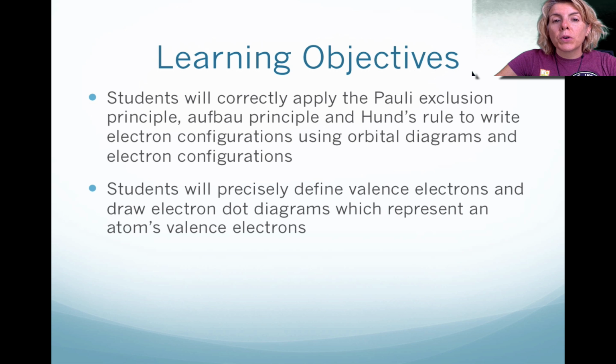So in this video, we're going to talk about applying the Pauli exclusion principle, the Aufbau principle, and Hund's rule to write electron configurations. And we're going to look at orbital diagrams and electron configurations. Then we're going to look at determining valence electrons and drawing electron dot diagrams to represent an atom's outer electrons.